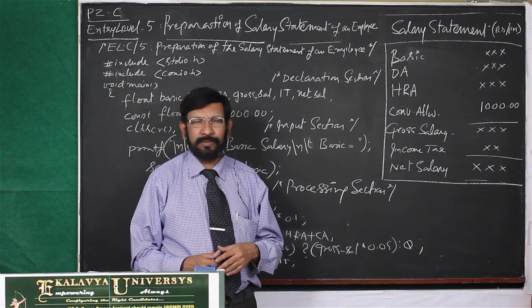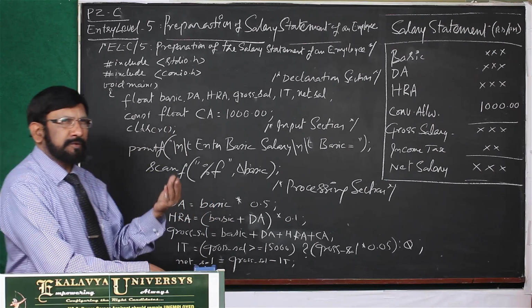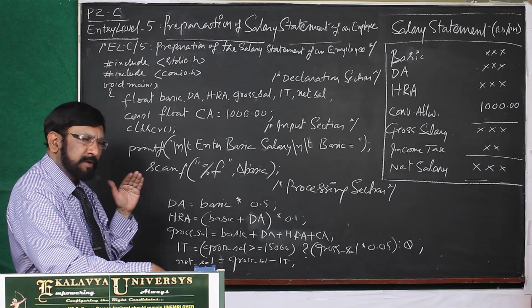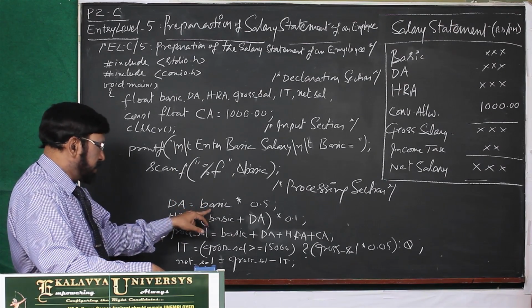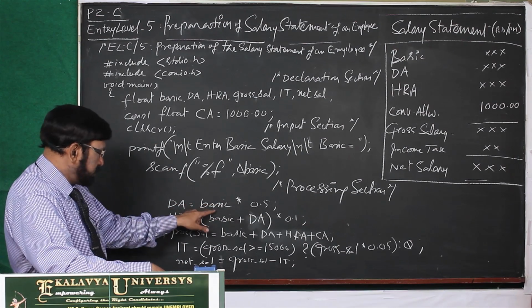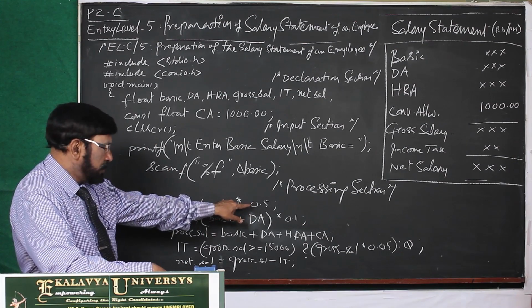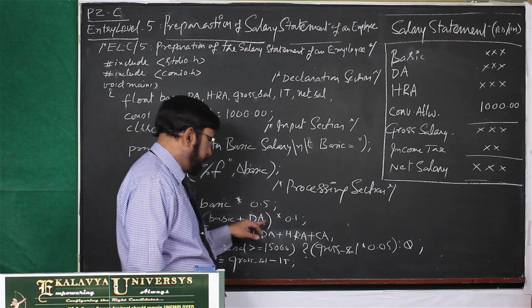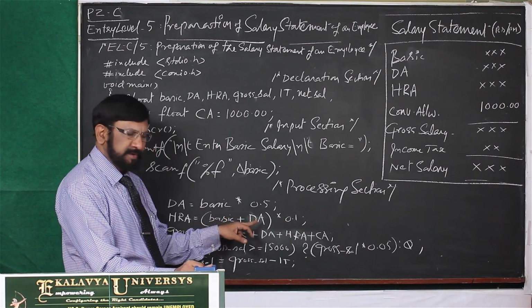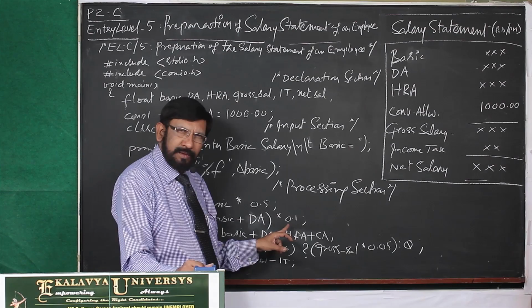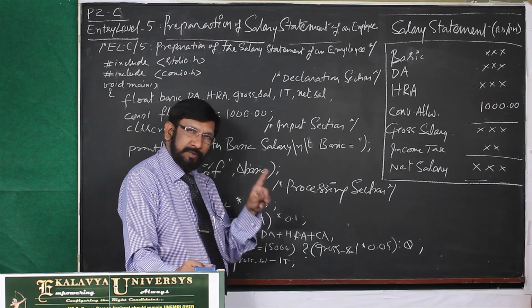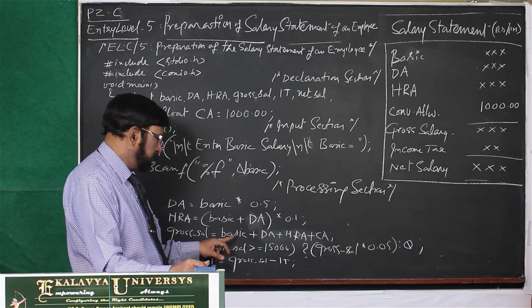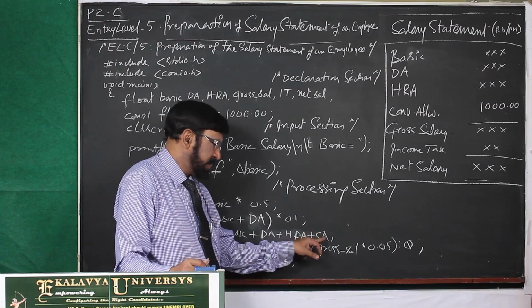Thereafter, the processing section. Processing section means in order to initialize all output variables, we have to write the corresponding formulas. DA is already explained in the analysis. DA is equal to basic into 0.5, meaning 50%. HRA is equal to 10% of basic plus DA, that is, basic plus DA into 0.1. 0.1 represents 10%. Gross salary is the sum of basic, DA, HRA and CA.